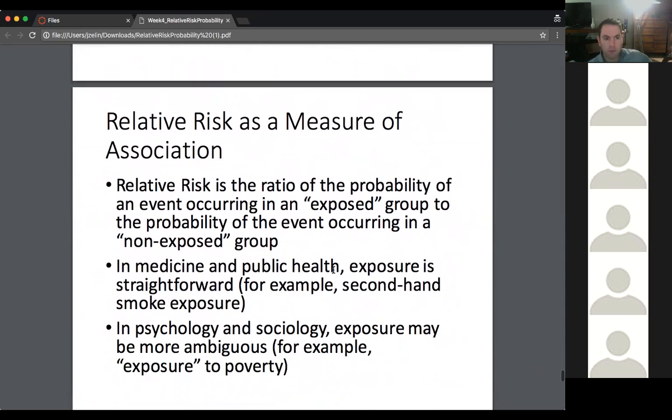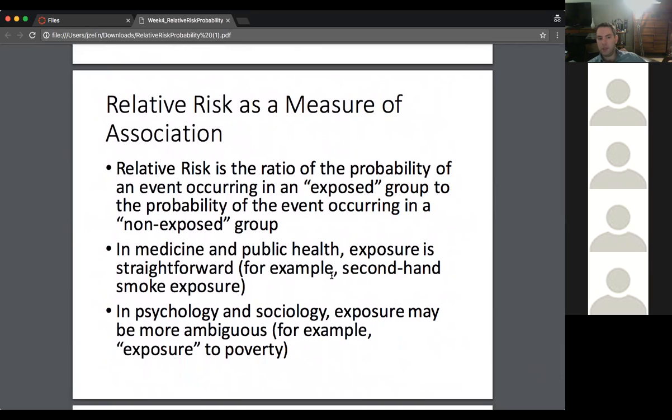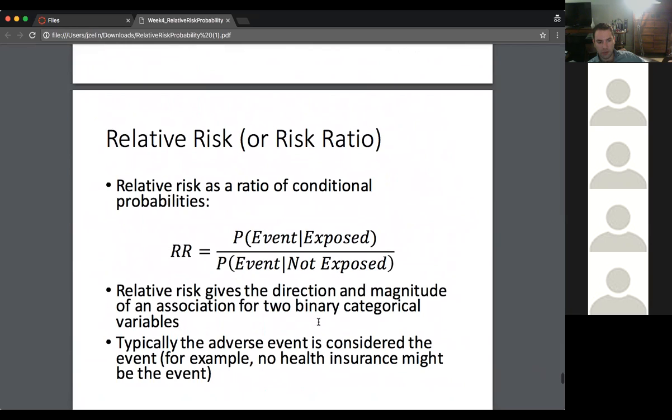And then getting back to the relative risk concept, it's the ratio of the probability of an event occurring in an exposed group compared with the probability of the event occurring in a non-exposed group. We said it's used quite often in biostatistics and medicine. You can consider smoking to be an exposure, but we could also relate it to psychology and sociology. For example, poverty could be an exposure. So in this example, being poor represents an exposure, and the outcome would be whether they have insurance or not.